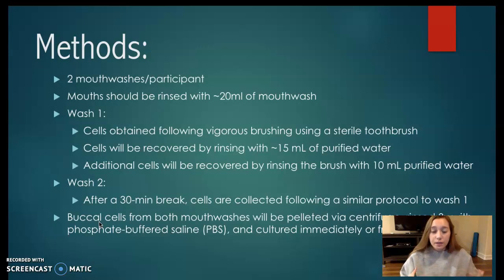After a 30-minute time period, the exact same thing was done, except the cells were collected in a different container. In total, we had about 18 cell samples labeled 1A, 1B, 2A, 2B, and so on, where the A and B just represented the first and second washes. From there, we pelleted the cells from each of the samples using the centrifuge, and then they were rinsed 3 times with phosphate buffered saline, or PBS solution, and then either cultured immediately or stored in the -80 freezer until we were ready to culture them.